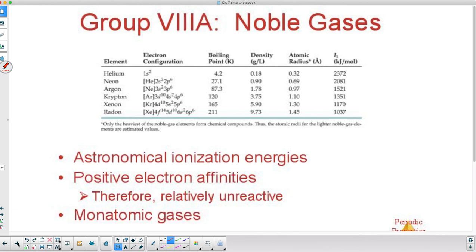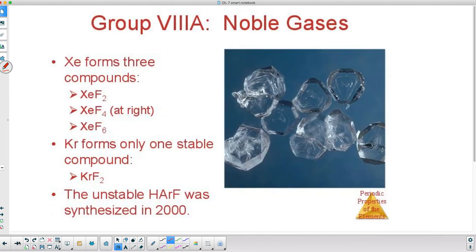So the last one is noble gases. They are, of course, very, very inactive. They're called noble gases and also inert. They have positive electron affinities, which means it takes energy to put an electron on them, and they are monatomic gases, which means there's only one of them. So helium floats around by itself, not like H2, hydrogen, which is diatomic.